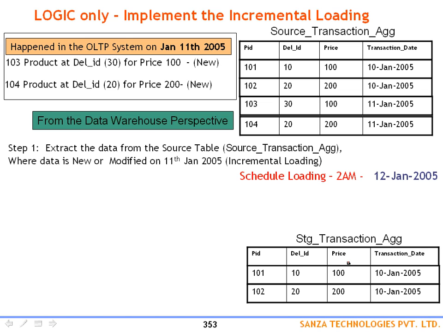So you extract the data from the table that is new or modified on 11th January. Please observe the date. The transactions which happened on 11th January we are going to extract, because 10th January we have already loaded into the staging.